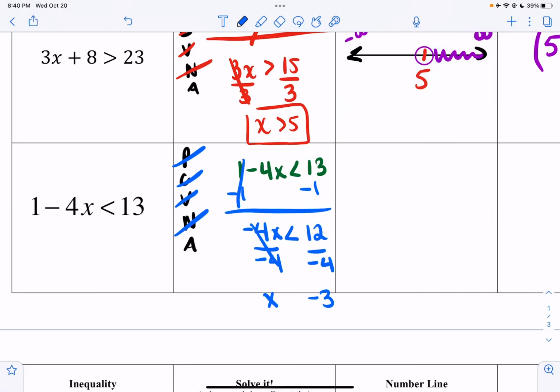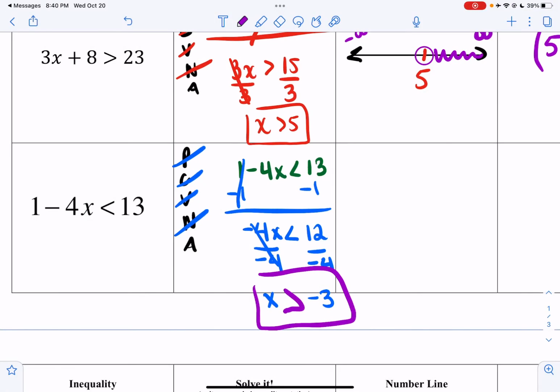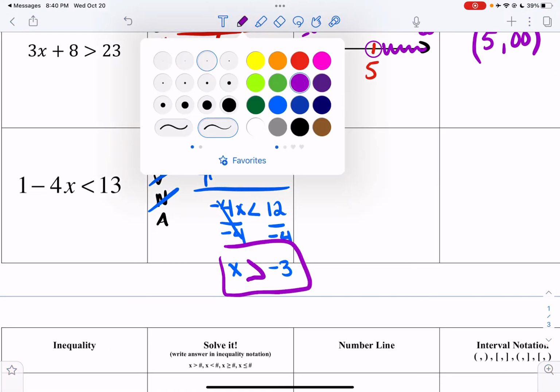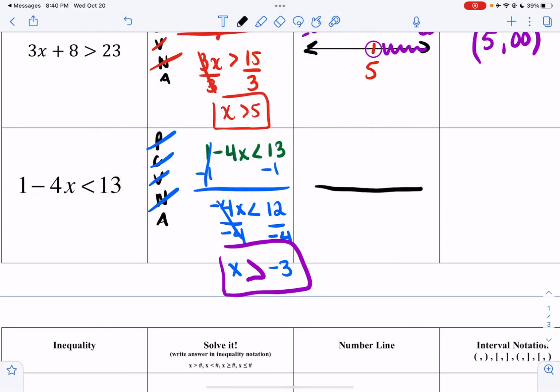But remember, I just divided by a negative. So I'm going to flip my inequality. So when I graph this, I'm really graphing x is greater than negative 3. So I'm going to now draw my number line.